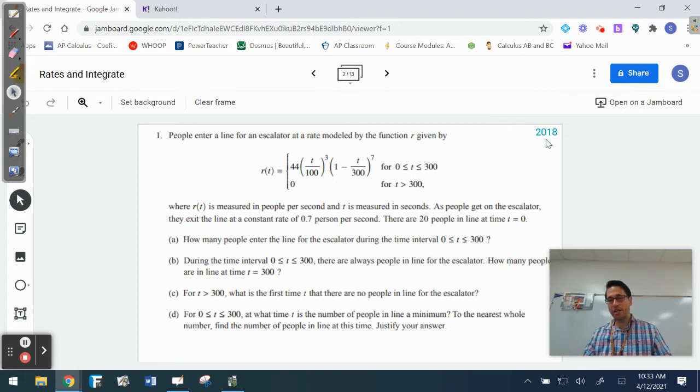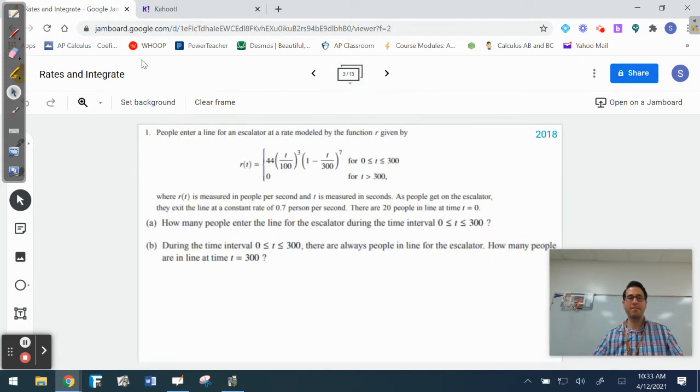Remember that the year up there in the corner means 2018. We may have done some of these in class. If we did, then your job right now is to hit pause and see how far you can get on your own. All right, but here we go. Let's look at A and B. And this is number one, so that means it will be a calculator question.